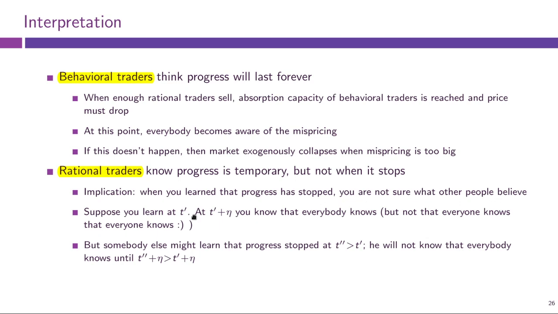So suppose that you get the news at some time t prime. Actually, my question to you, where do you think you are in the queue, just in this model? So you received the news. Do you think that you are the first one to receive the news? Do you think that you are the last one to receive the news? How should you think about it?